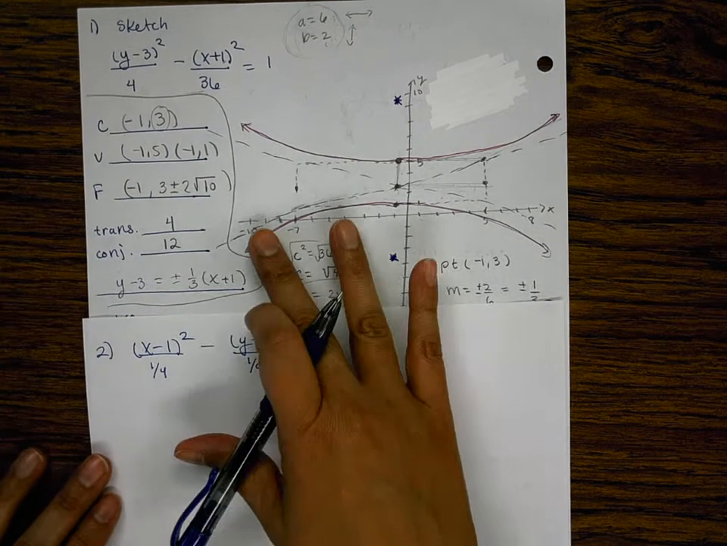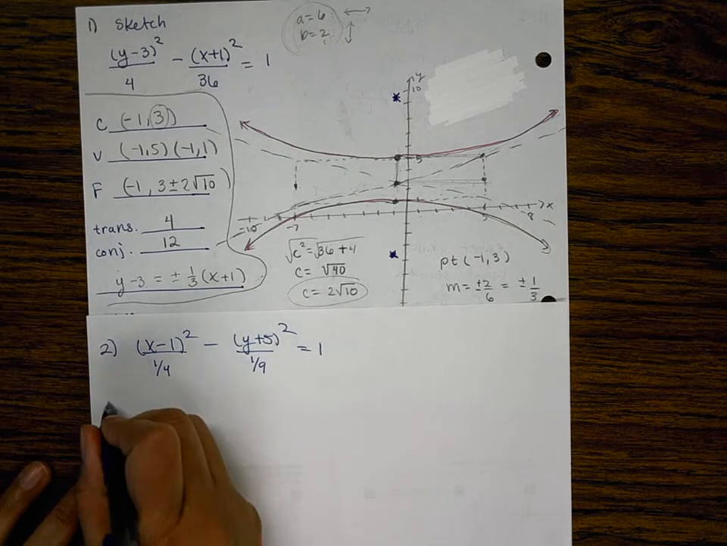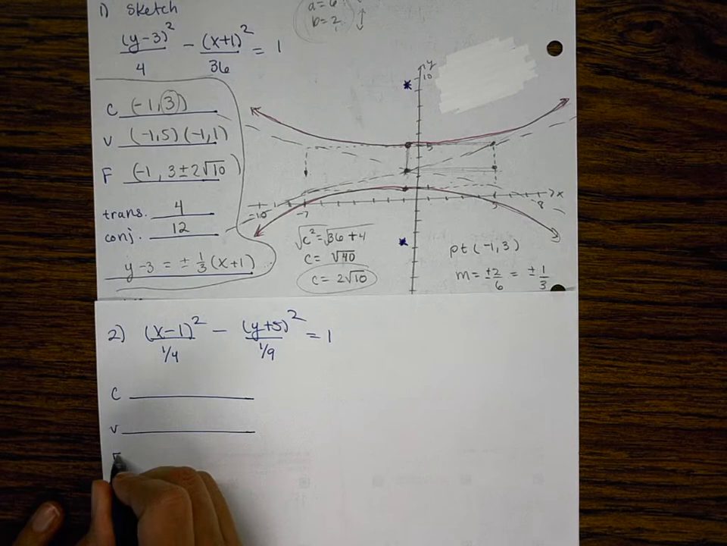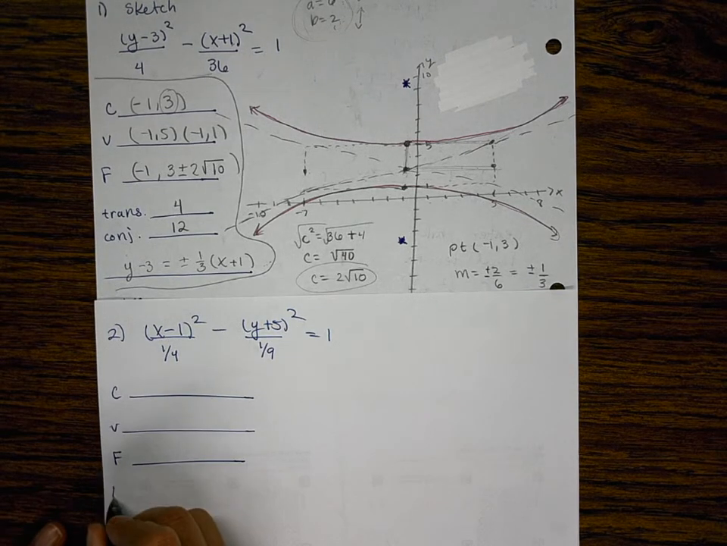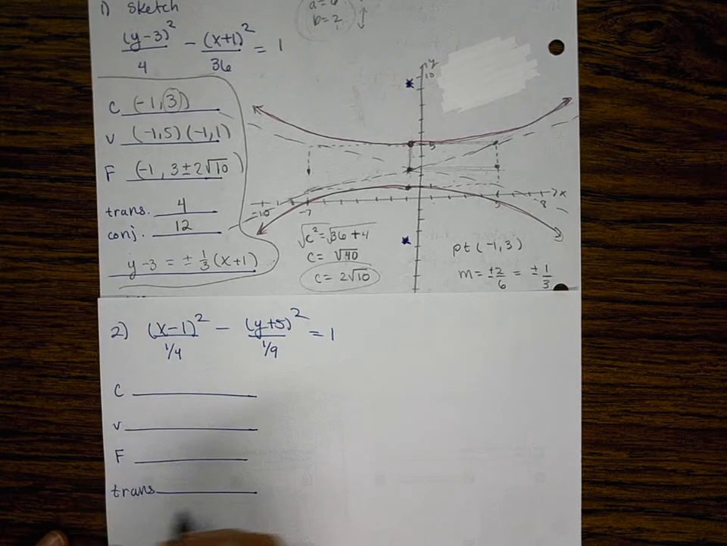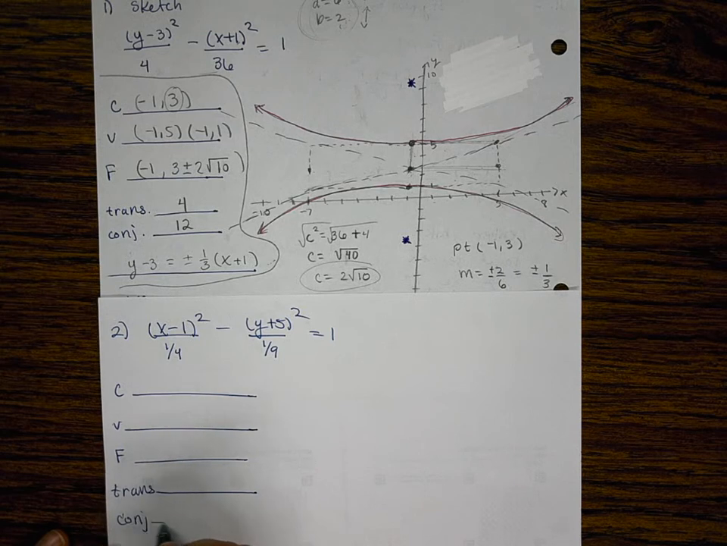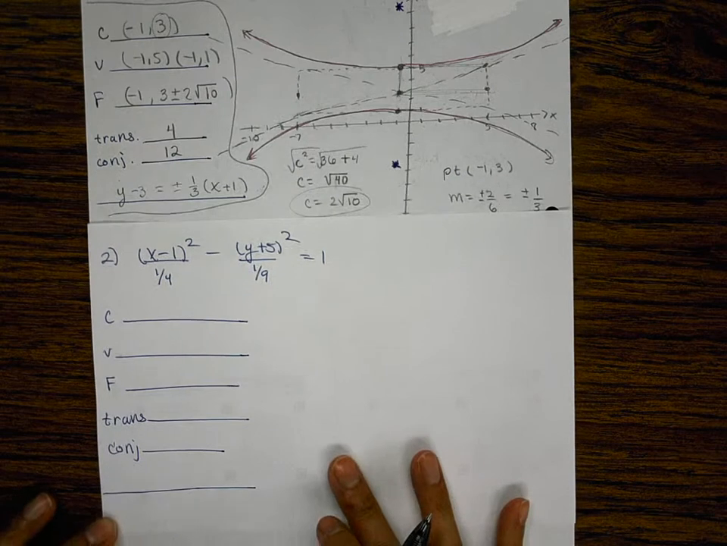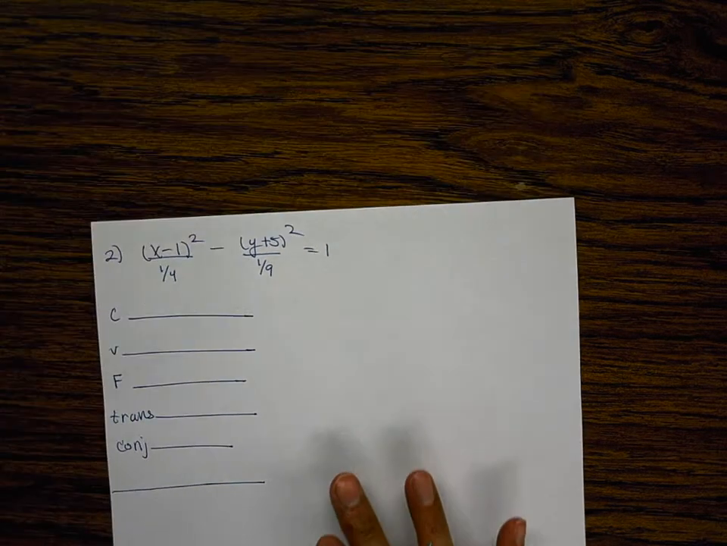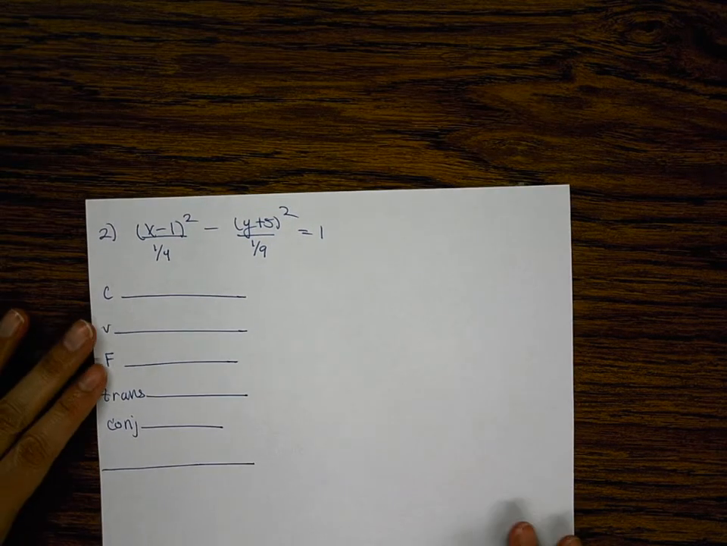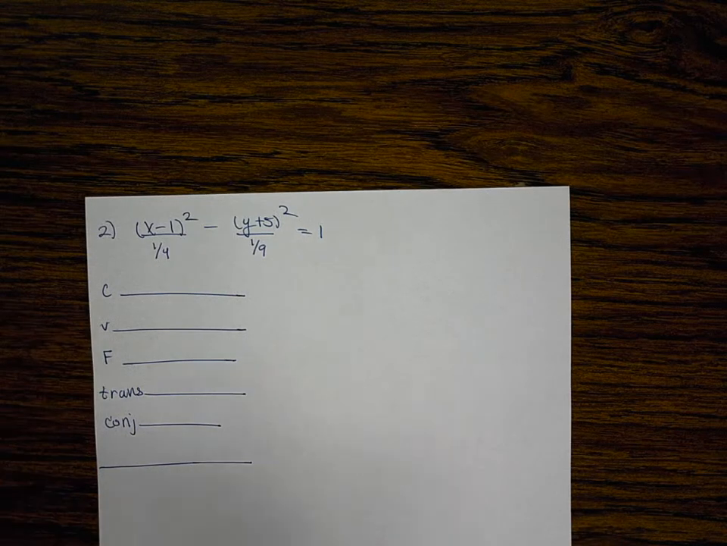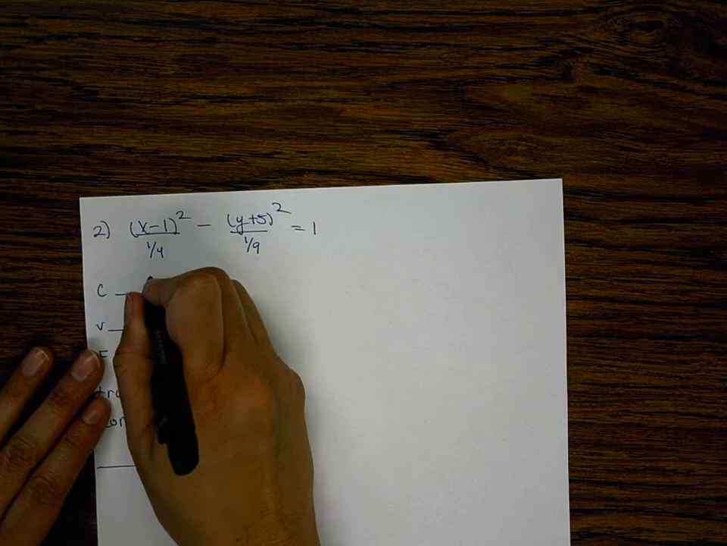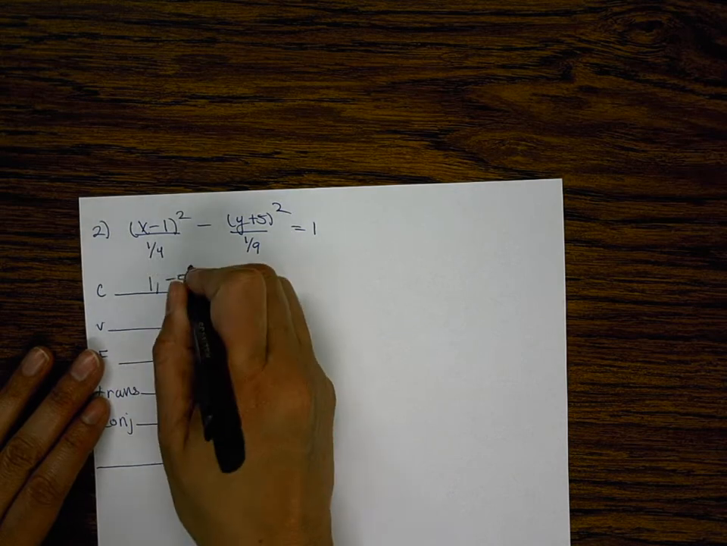Okay, so we are going to find the center, the vertices, foci, the length of the transverse axis, length of the conjugate axis, and the equation of the asymptotes. Okay, so center, opposite of the inside, outside stays the same, x stays with x, y stays with y, so this is like the way we're used to, 1 comma negative 5.